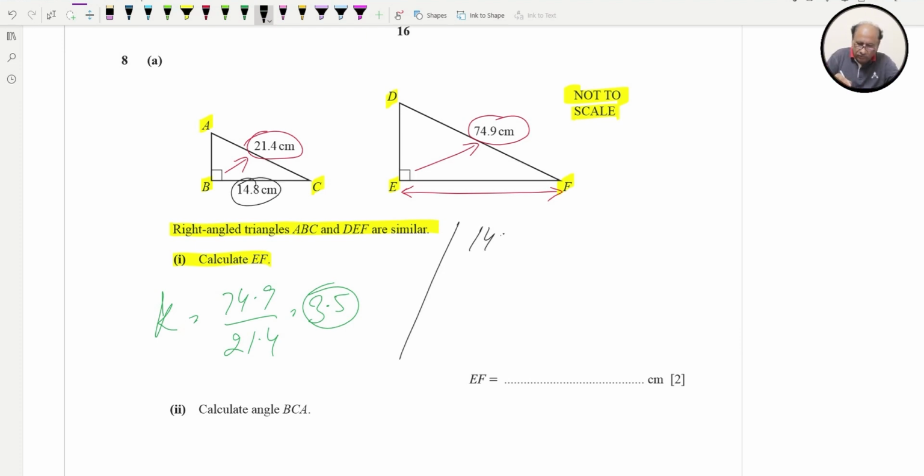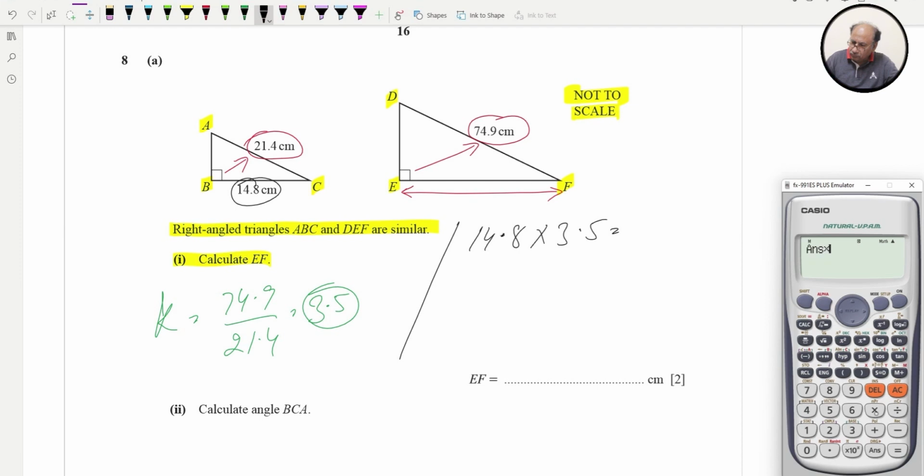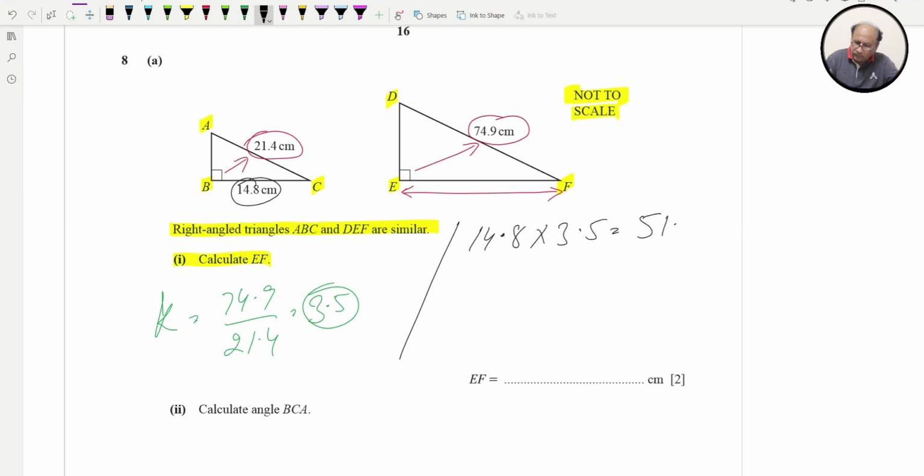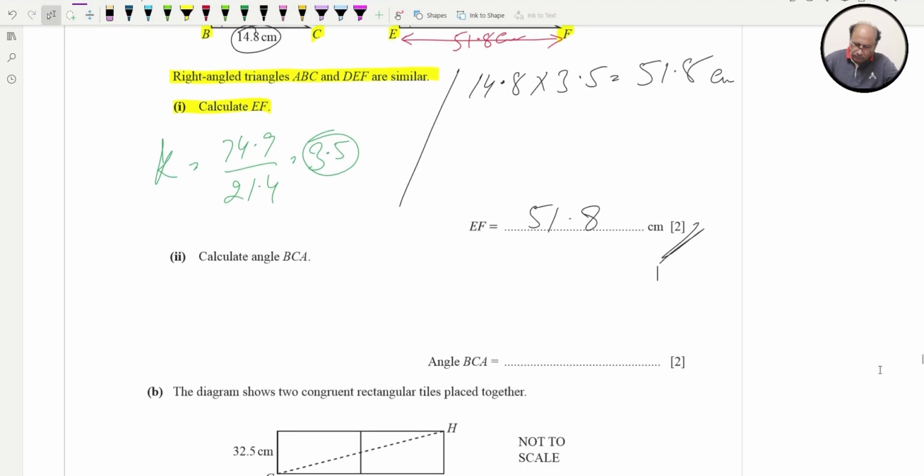So 14.8 multiplied by 3.5 will be equal to 51.8. This will be centimeters. So this length is 51.8 centimeters. Hopefully you got this, 51.8 centimeters for 2 marks.